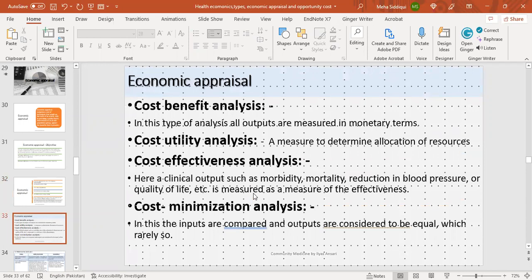First is cost benefit analysis. In this type of analysis, all outputs are measured in monetary terms. Cost utility analysis. This is a measure to determine allocation of resources. Cost effective analysis. In this, a clinical output such as morbidity, mortality, reduction in BP, or quality of life, etc., is measured as a measure of the effectiveness. Cost minimization analysis. In this, the inputs are compared and outputs are considered to be equal, which is rarely so.